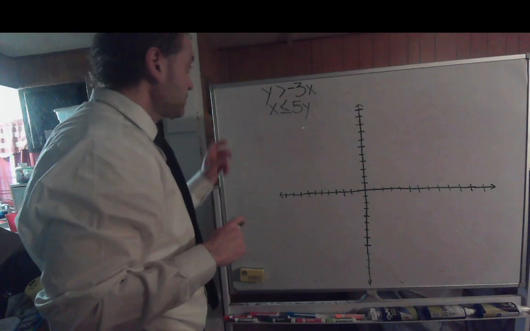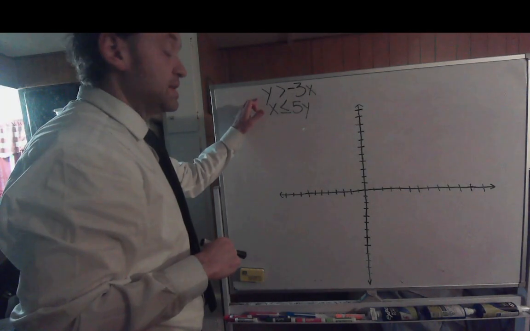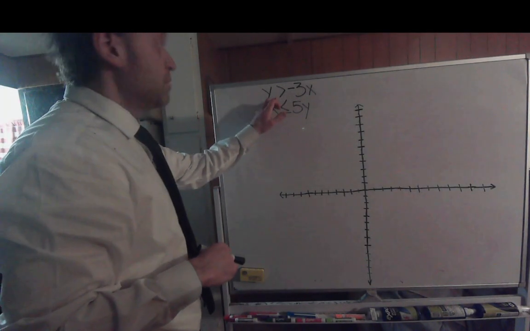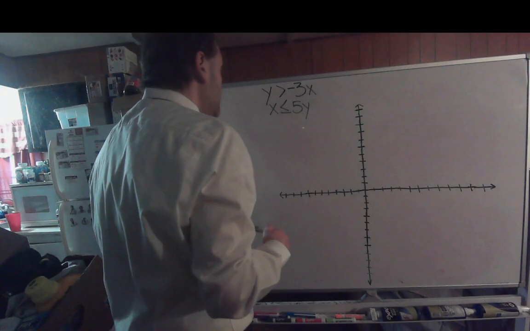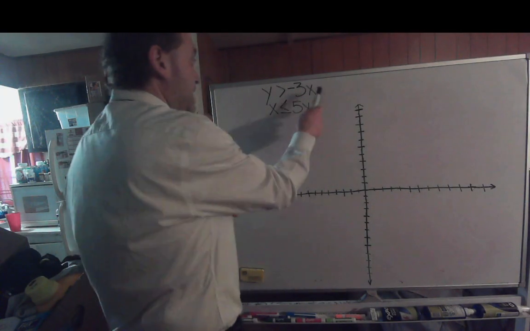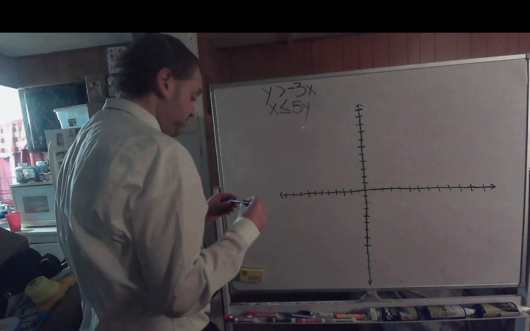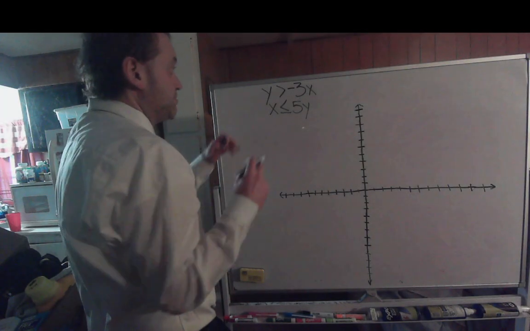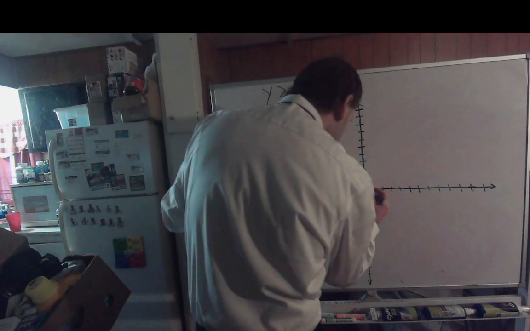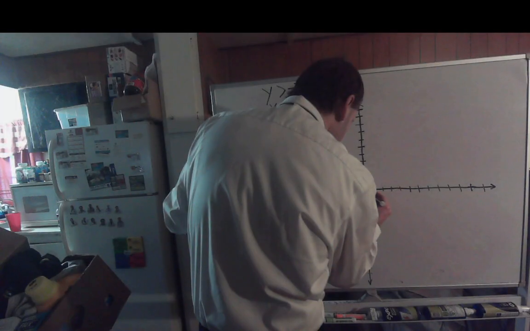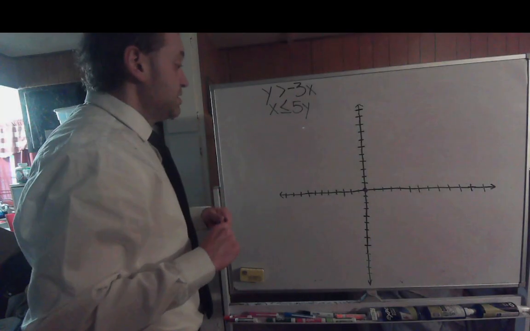Well, let's start with y is greater than negative 3x. Since it's only greater than, we're going to draw a dotted line through that point. So to find the y-intercept, we'll set x equal to 0. Well, that would be at the point 0, 0. So we will draw an open circle at 0, 0, since that's not part of the solution set. And then that would be the x-intercept.